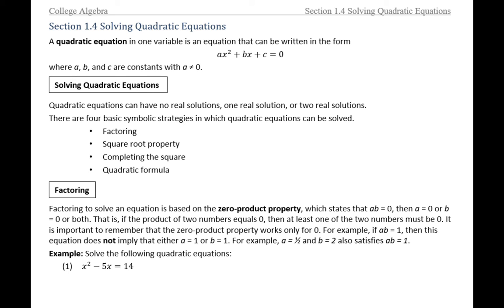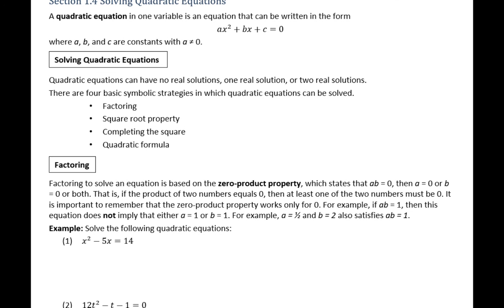Now we have multiple ways to solve quadratic equations. The first one is factoring. Then you can use the square root property, completing the square, and the quadratic formula. I'm sure you've heard about the quadratic formula and factoring, and all the others are straightforward as well. Factoring really works when you have a product that's equal to 0. We know from basic algebra that if a product is equal to 0, then one of those expressions needs to be 0.